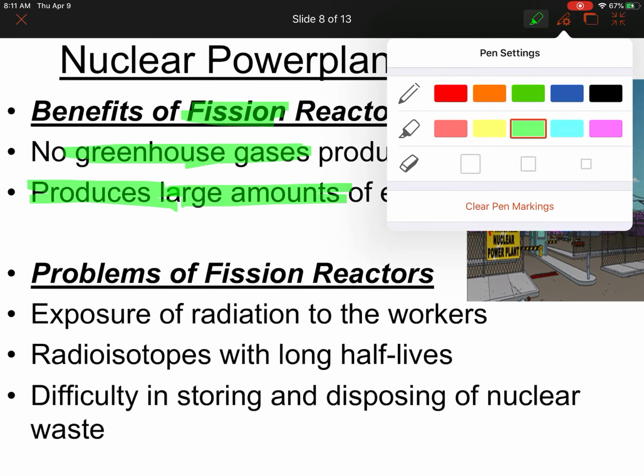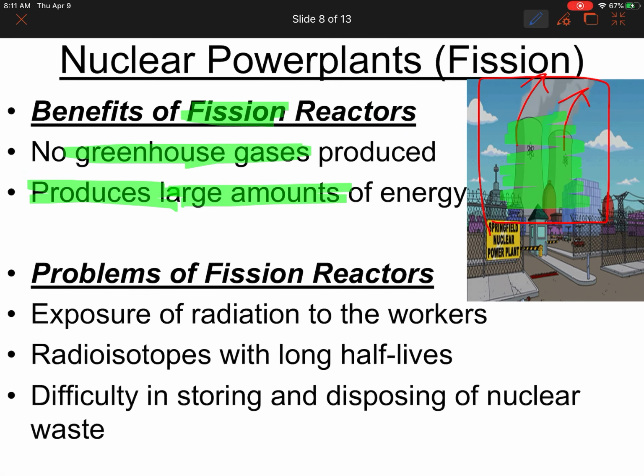But now, what's the problem with nuclear power plants? Well, if you're a worker there, you can't work all year long. They give you a radiation detector that you wear in your shirt. It's exposure of radiation to workers. Okay, because again, too much exposure to radiation can lead to what? Cancer and other genetic mutations. Radioisotopes, these guys, some of them last for up to 10,000 years. The byproducts of the radioactive process, so you have to store them somehow. So there's difficulty in storing and disposing of them because you cannot just dump it in the river or in the ground. It's going to eventually go to a water table or whatever the case is.